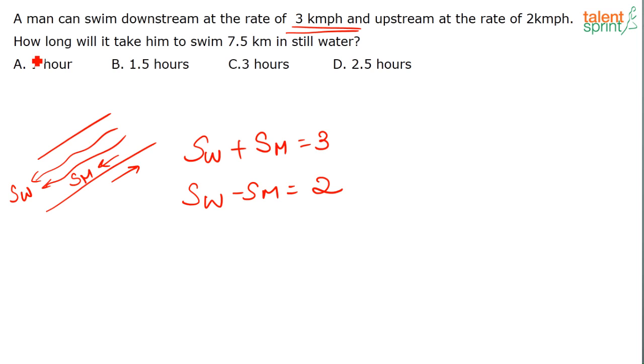Now what have they asked? How long will it take him to swim 7.5 kilometers in still water? So we have to assume that there is no water current, correct? SW is not there. So what time will he take to cover 7.5 kilometers? Basically we have to find the speed of the man first. So what is the speed of the man? Let me subtract these two equations. What do I get? I get 2 SM is equal to 1.